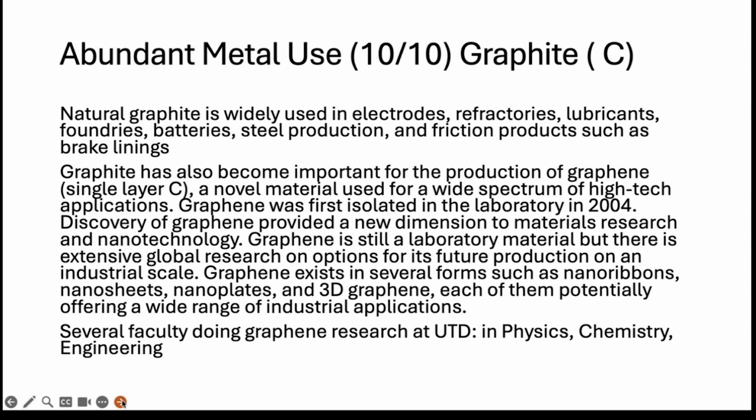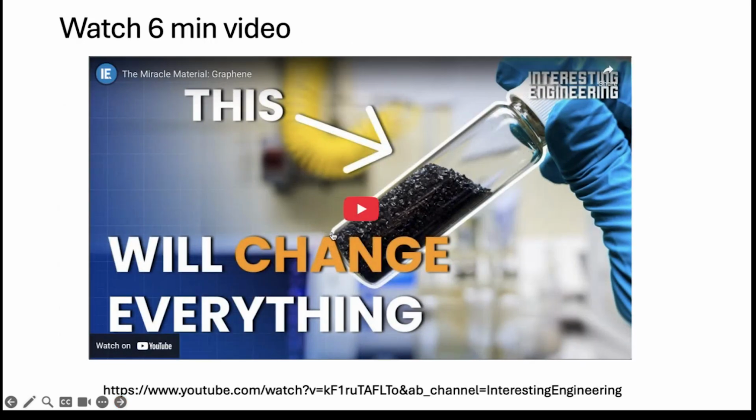Graphene exists in several forms, such as nanoribbons, nanosheets, nanoplates, and 3D graphene, each of them potentially offering a wide range of industrial applications. Lots of people are doing research on that, including at our university. Let's watch a video.